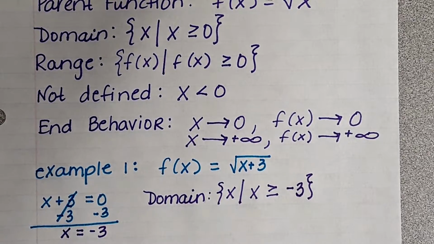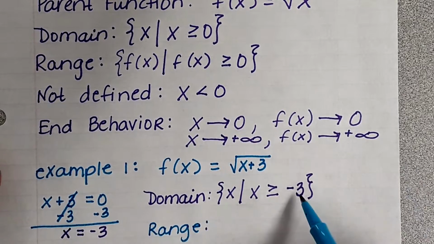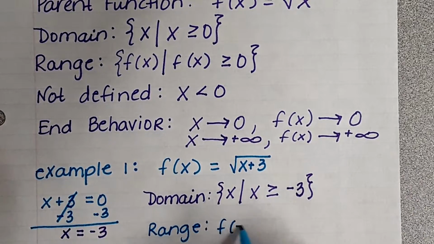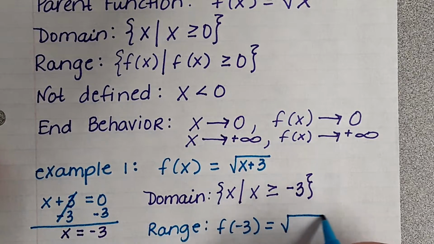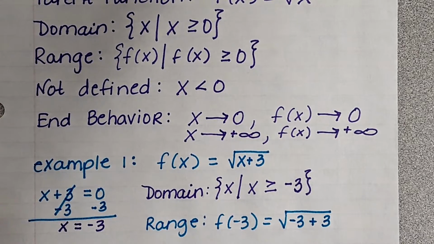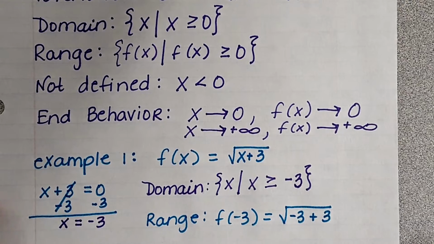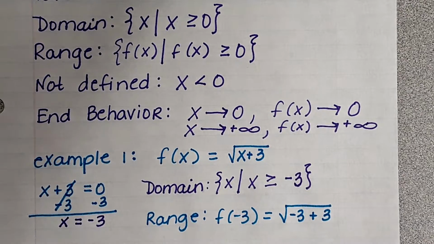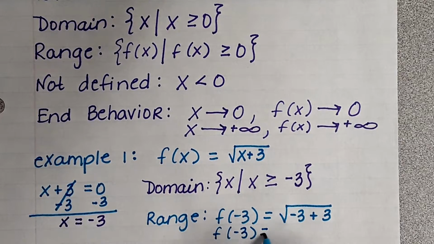Okay, so that's our x. So our x is negative 3. So what we're going to do is to find out our range, we're going to plug in negative 3 into the equation. So again, once you find your x, you plug it in to get your answer. And so when x is negative 3, what is f of x? What is f of negative 3?